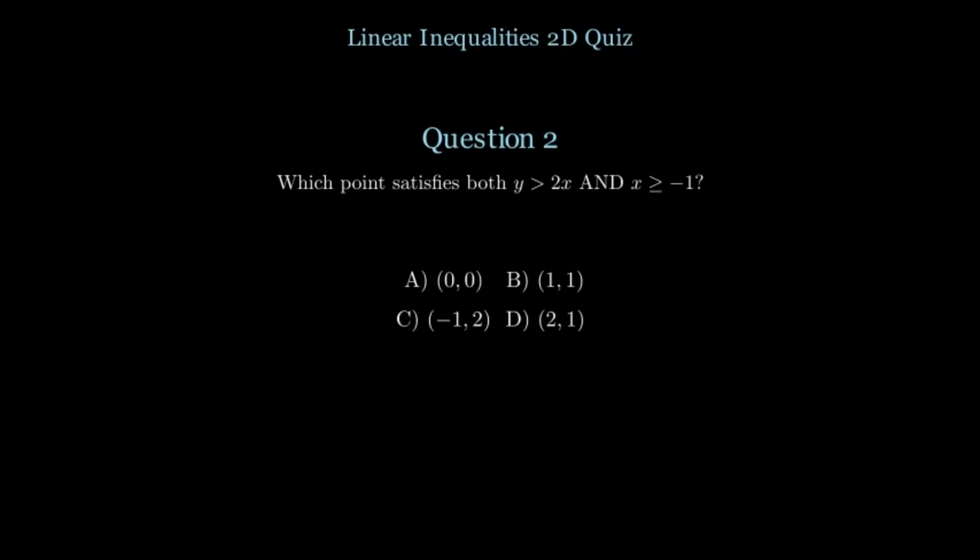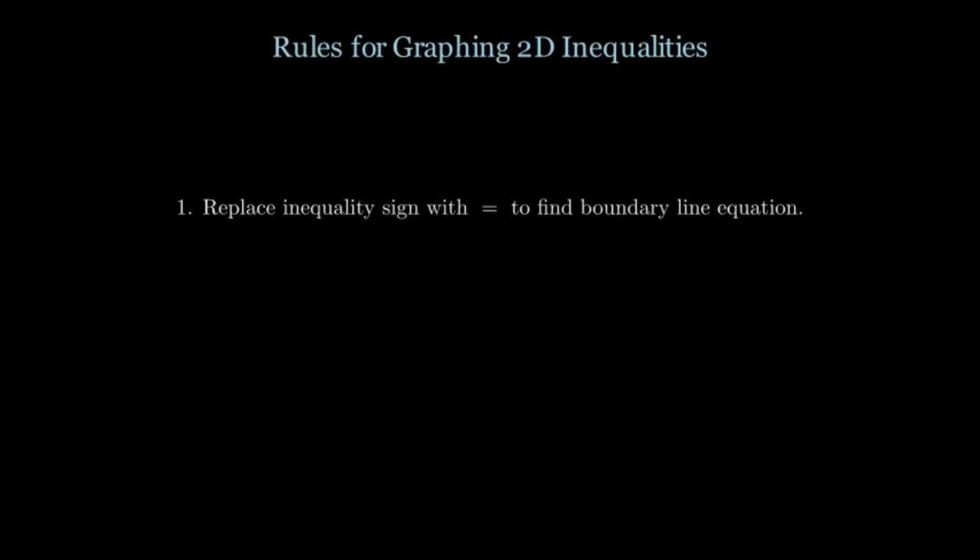The correct answer is C. (-1, 2). Let's verify it. For (-1, 2), 2 is greater than 2 times -1, which is -2. That's true. And x equals -1 satisfies x greater than or equal to -1. So this point satisfies both inequalities. Great job! Let's finish by reviewing the 4 essential steps.